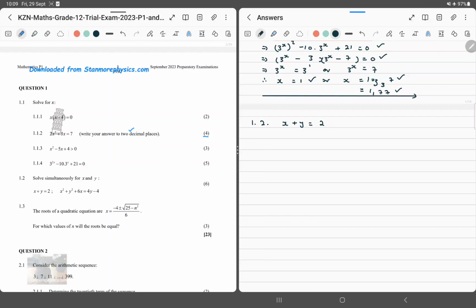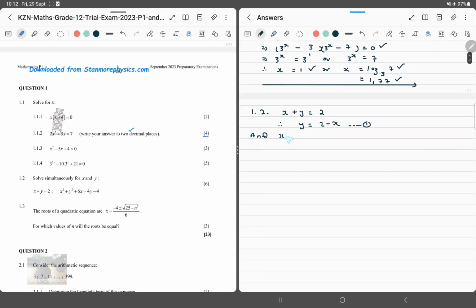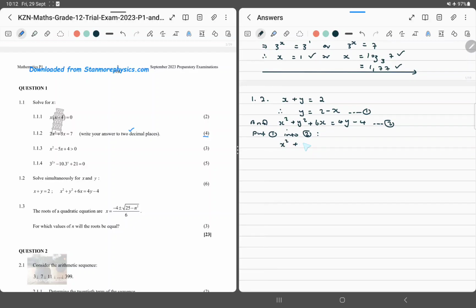So we've got x plus y is equal to 2. From here, this implies actually we can solve for y. Y is going to be 2 minus x. And we can make that equation 1. Okay, and then we're given x squared plus y squared plus 6x equals 4y minus 4. That is equation 2. So we put 1 into 2. What do we get? We get x squared plus, where we see y, we put 2 minus x all squared plus 6x equals 4 into 2 minus x minus 4.